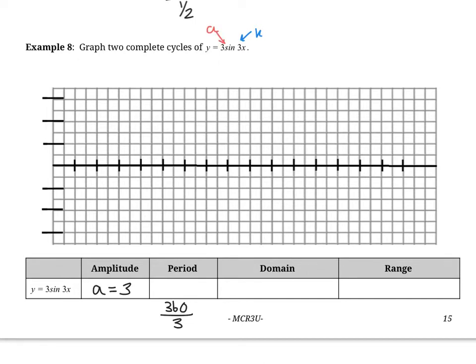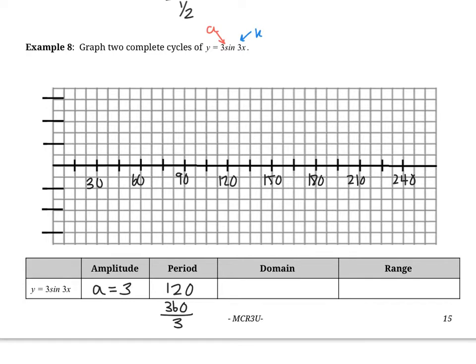So 360 divided by 3 is 120. So now our period is 120. And we've got to get through 2 complete cycles, which means that the maximum value we need to get to is 240. So on our x-axis, we can make it work so that every 4 squares is 30 degrees, and we'll be able to get to 240. So go ahead and try that now.